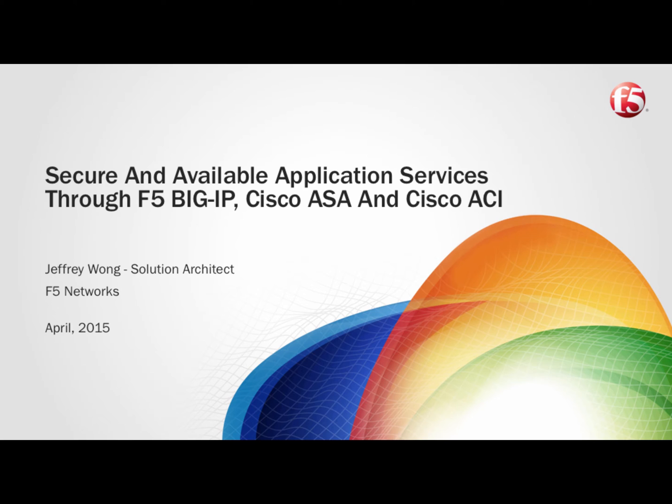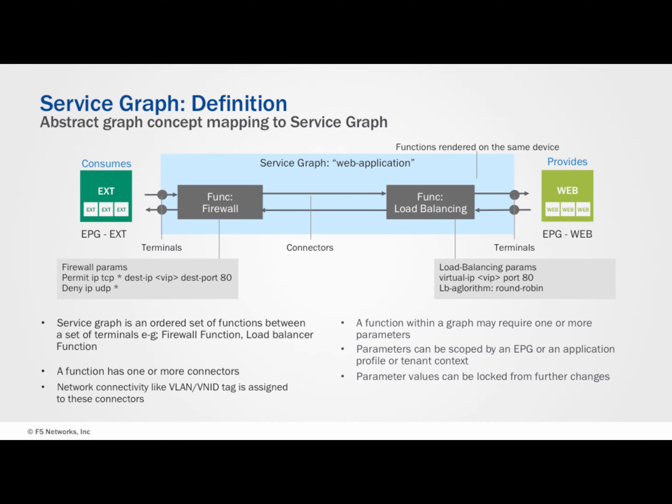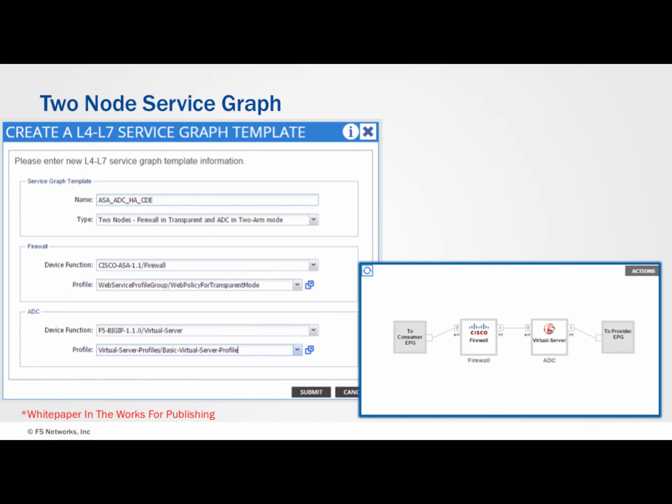Today, I will be talking to you about how F5 and Cisco have teamed together to bring secure and available application services to Cisco ACI using F5 Big-IP and Cisco ASA. We will be looking at service insertion with both Cisco ASA Firewall and F5 Big-IP Local Traffic Manager. This means we'll be creating a two-node service graph.